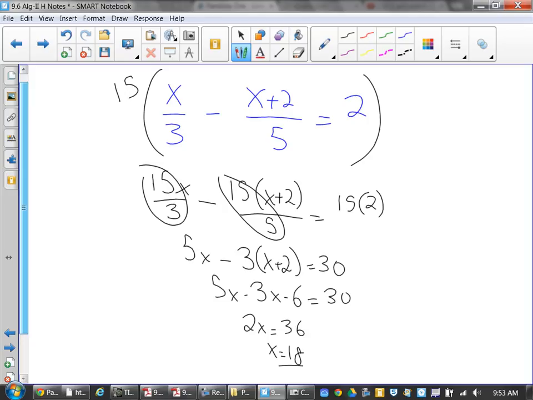Not as bad as you were probably thinking, were you? Is it okay if you multiply out and then do it? It can be necessary real fast, because then you have 15x plus 30.